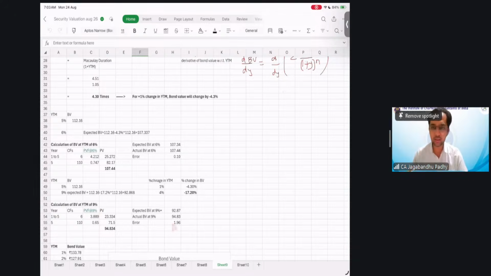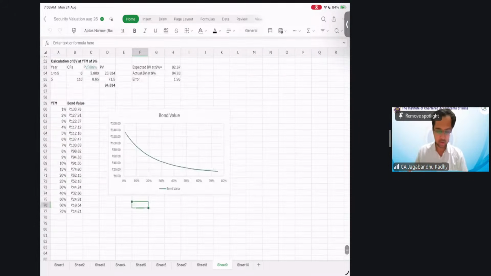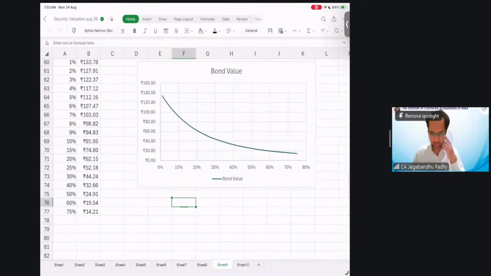So we were wondering why this error is coming in our estimation. Then we started looking at the curve of bond value with respect to the YTM. What we observed in our calculation is that as the YTM increases, the bond value reduces. But that reduction in bond value is not in a straight line format; it's a curve. Because of that, we are having an error in our estimation. So how is that error coming in? Let's try to understand it.